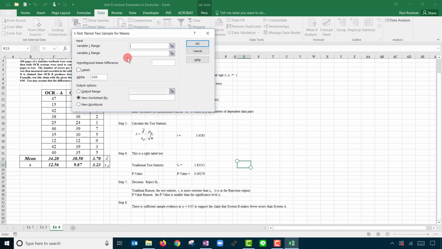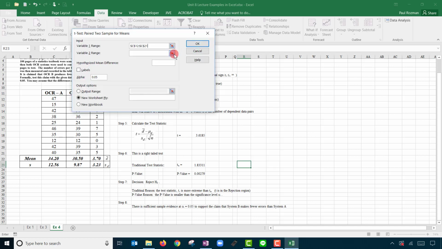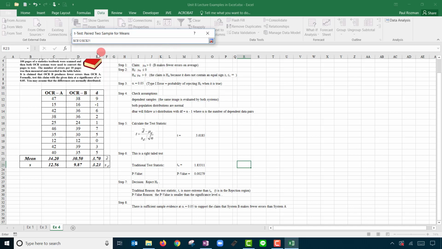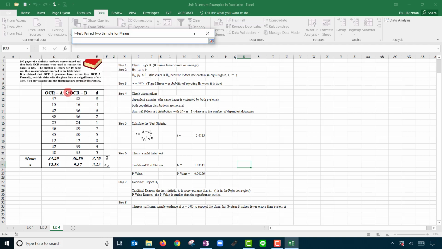And it asks us for the two ranges. So variable 1, I'll input this data. Oh, why don't I do it like this? I'll take the label too. And then I'll click this little box that says that I am including the label in my data. It'll probably make the output nicer. And then here's variable 2.